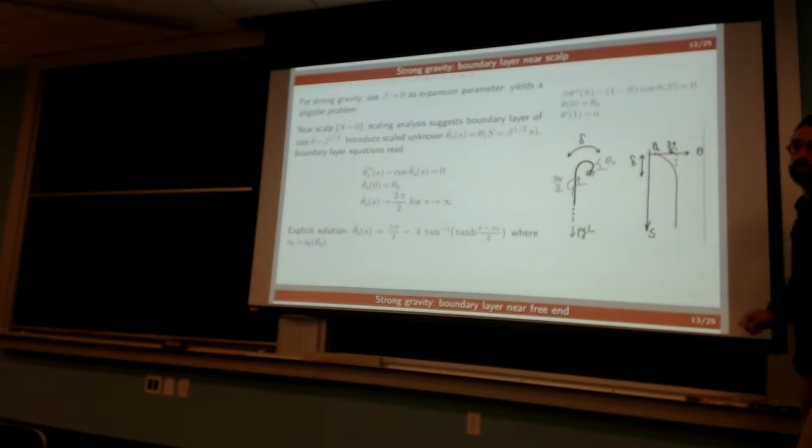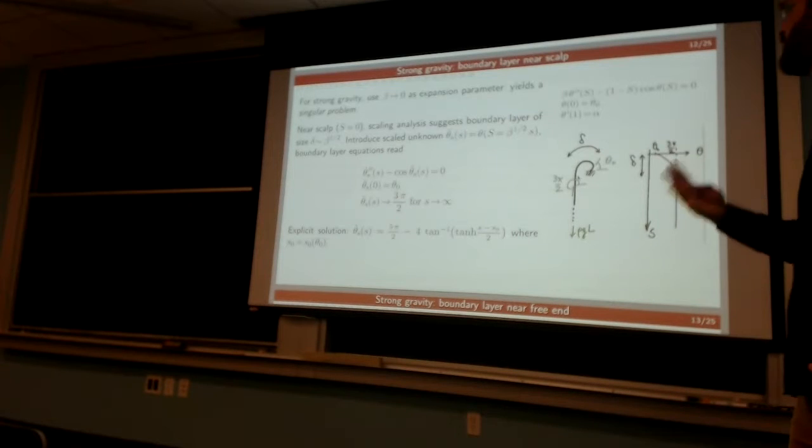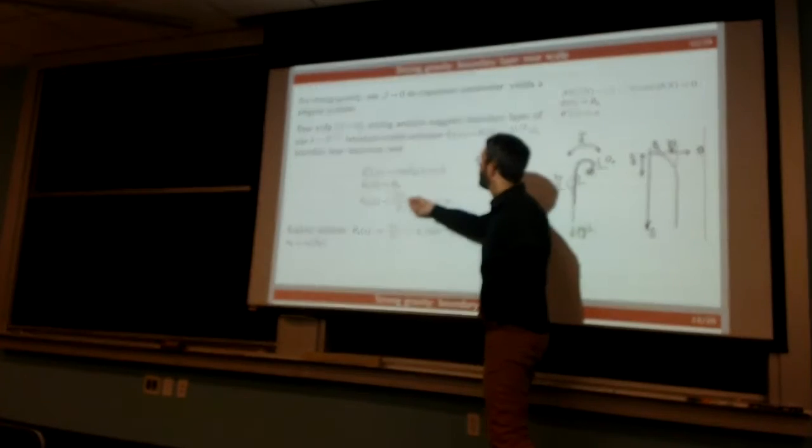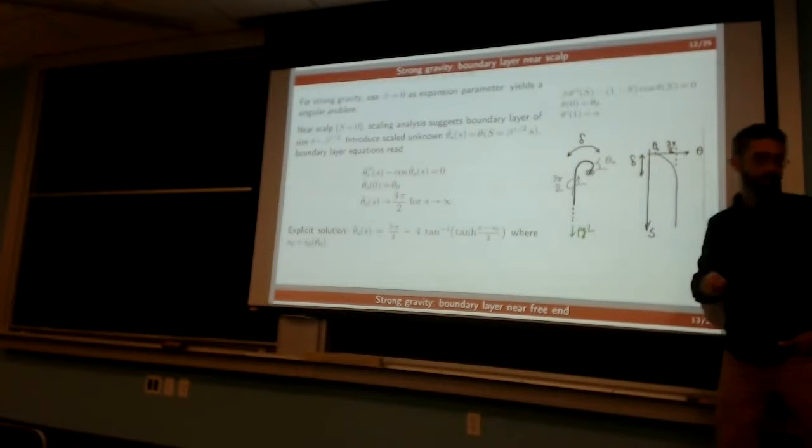So that's the boundary layer. Okay, we have an explicit solution. We've managed to remove the S by using Prandtl variables and rescaling the equation. Okay.